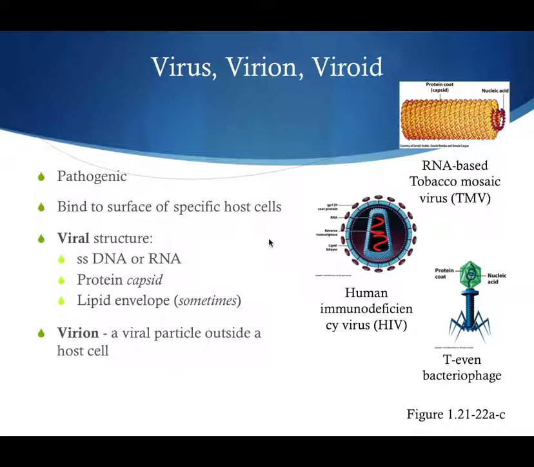Outside of a host cell, viruses are called a virion. Less structurally complex pathogenic particles are called viroids. These are snippets of RNA, with no protein or membrane component to them.